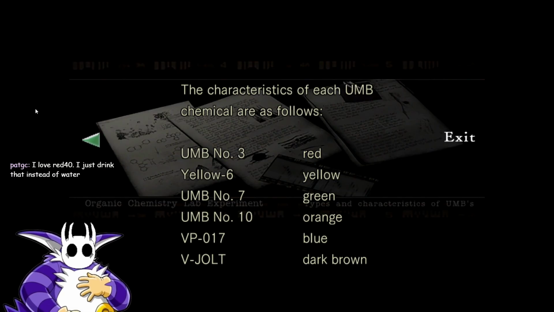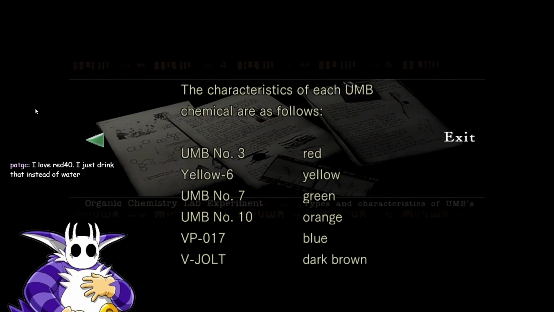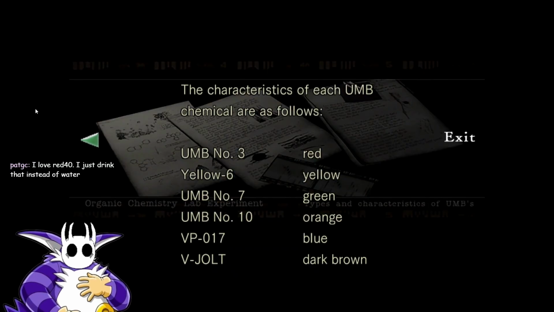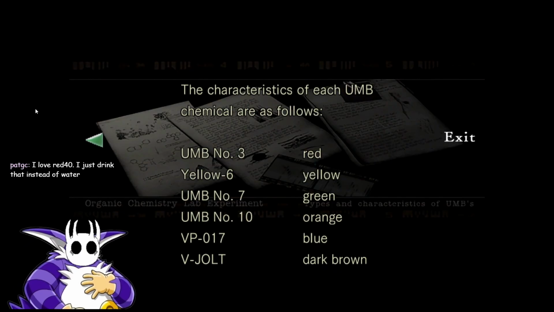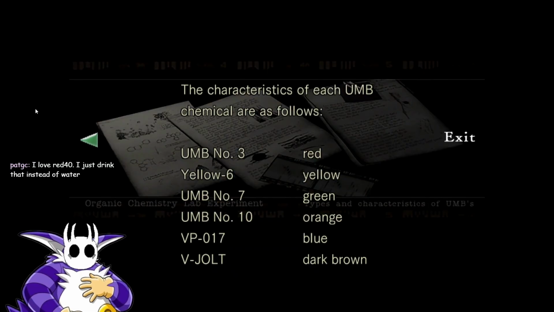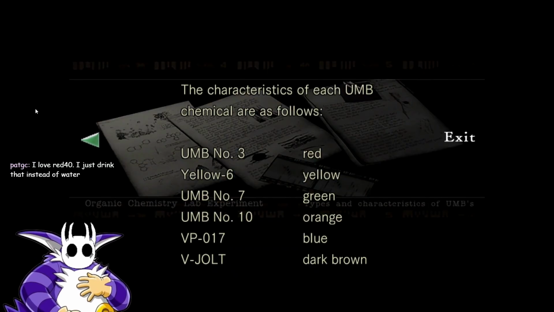Okay, so if we want to make V-Jolt, we need 20, which will be dark brown. And then we have UMB number 3, which is red. Yellow 6, which is yellow, conveniently.